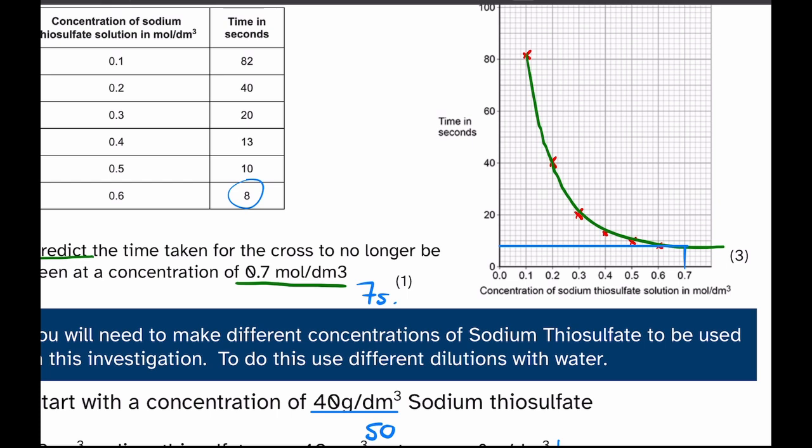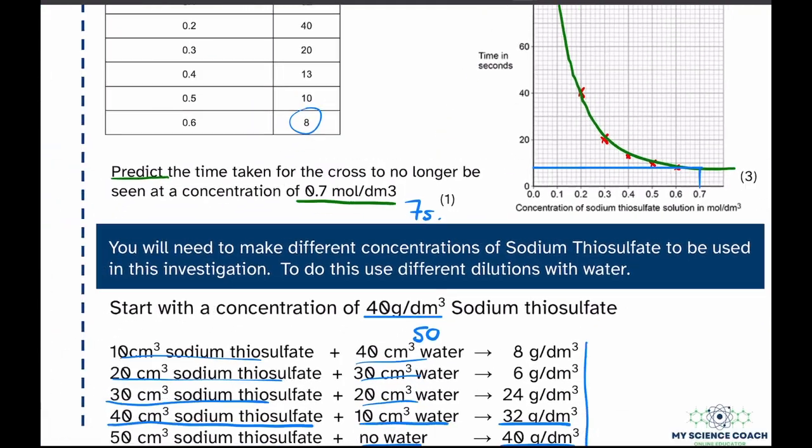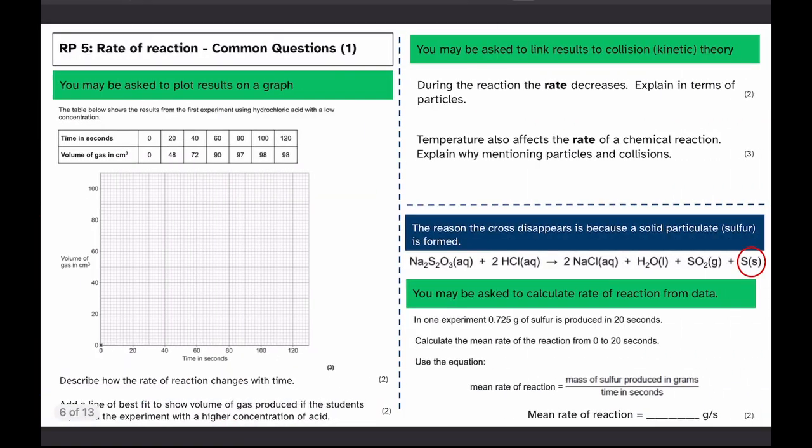So just draw a line of best fit, try and keep it smooth. This would be a bit rubbish here. Don't know what happened there with the pencil, but try and keep it smooth, and then you can use it to predict values you haven't done. All right, let's have a look at some questions that we might be asked about this practical.